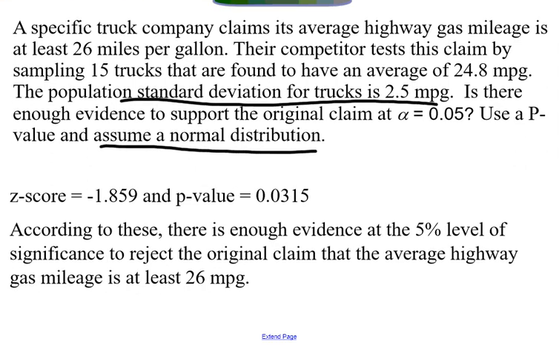What you should have found was the z-score was negative 1.859. The p-value is 0.0315. So according to this, this is 3%. The confidence level is 5%. So according to this, there is enough evidence at the 5% level to reject the original claim that the average highway gas mileage is at least 26 miles per gallon. You would then be in favor of the alternative, which is that it is probably less than 26 miles per gallon.